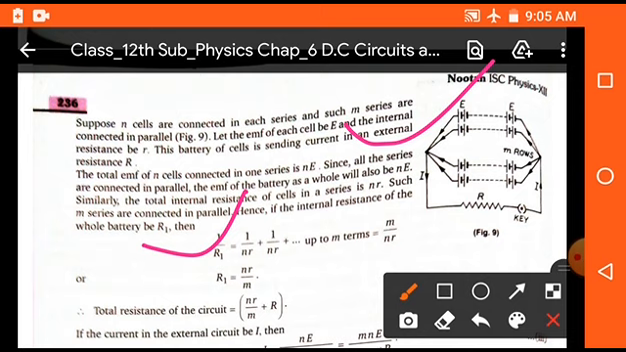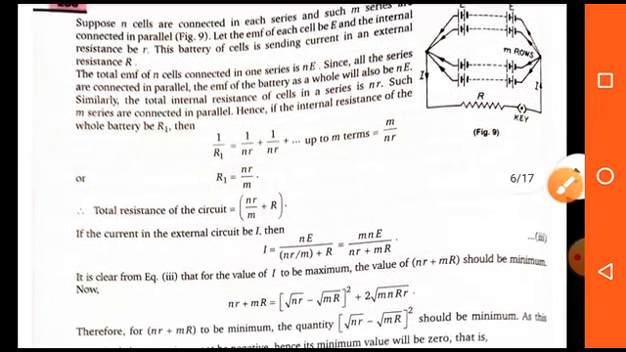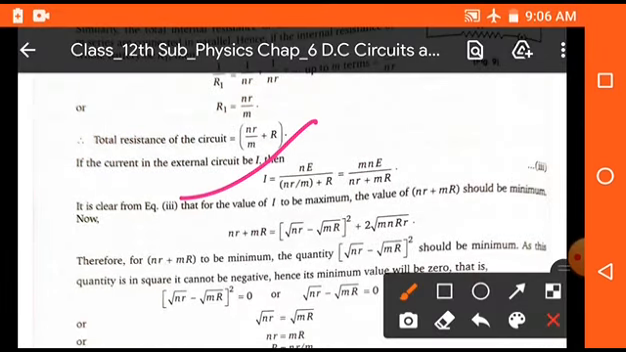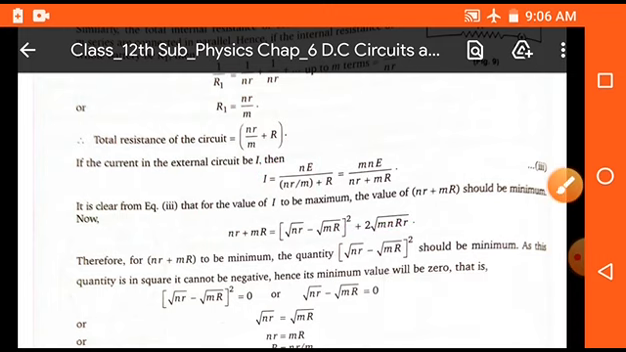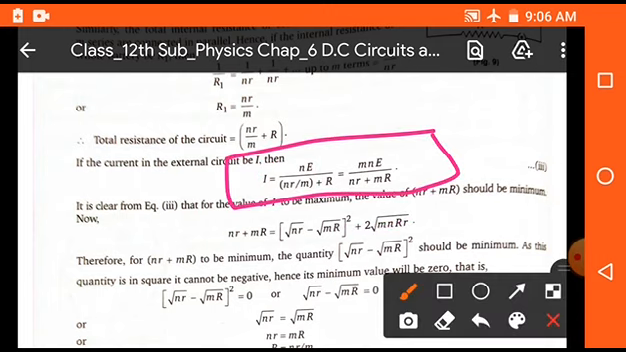Now, first of all, we will find the effective internal resistance, which will be 1 upon R1 is equal to 1 upon nr plus 1 upon nr and so on, m times. It will be R1 is equal to nr upon capital M. Now the total resistance of the circuit is nr upon m plus R. Now putting the values, we get the total current I is equal to mnE upon nr plus mR. So students, this is the required formula of current in the mixed grouping.